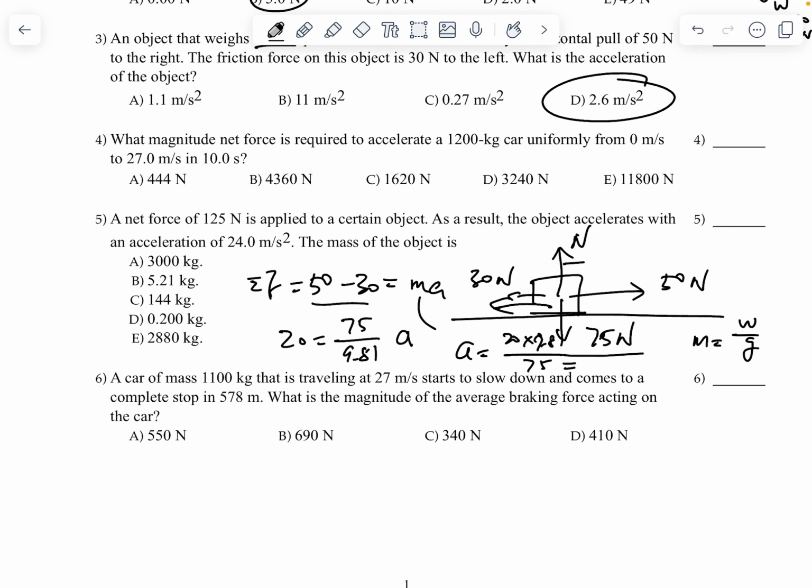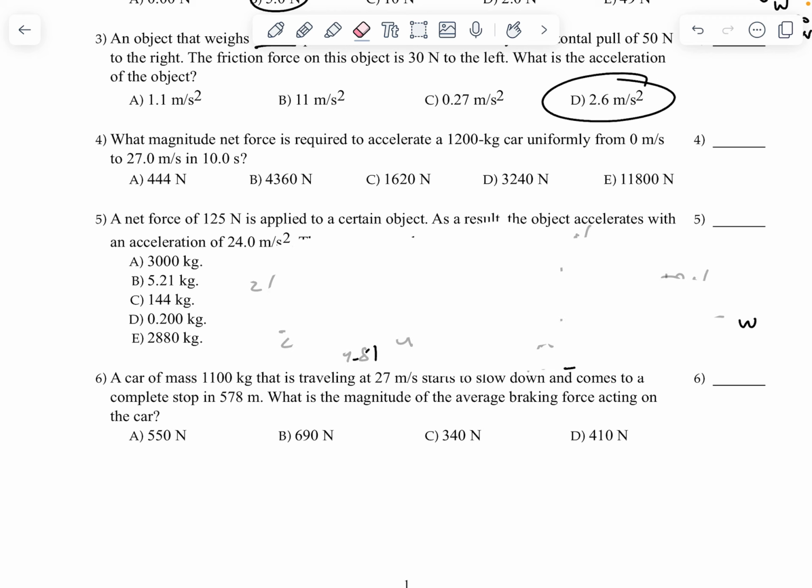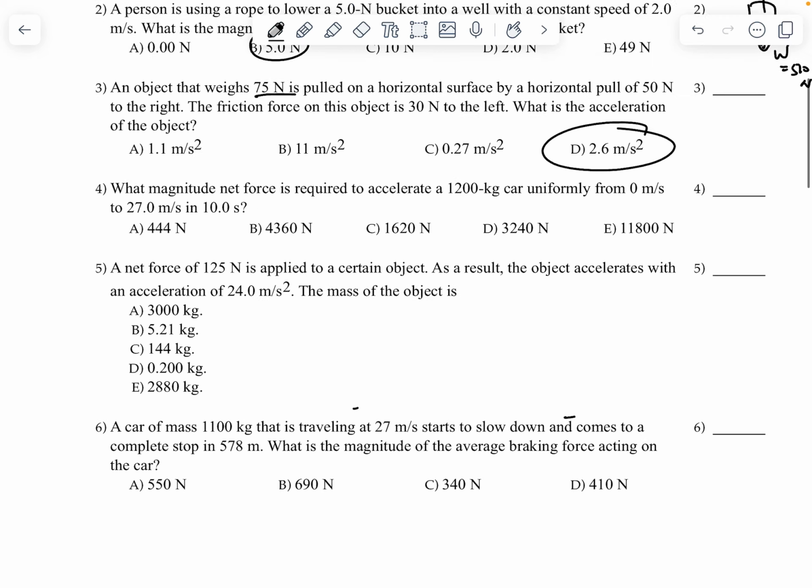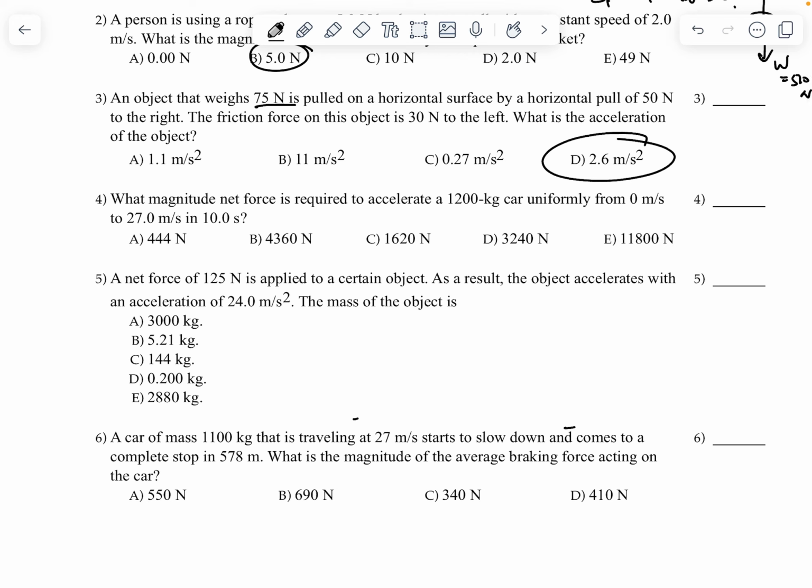Number 4. What magnitude of net force is required to accelerate this car uniformly from 0 to 27 in this much time? So this is v naught and v. We're looking for the net force, which equals ma. Mass is 1200 kg. You don't know a. Where do we get a?